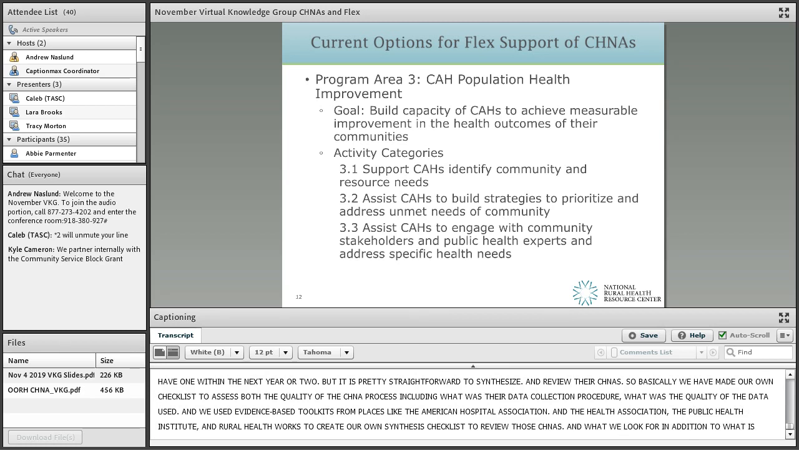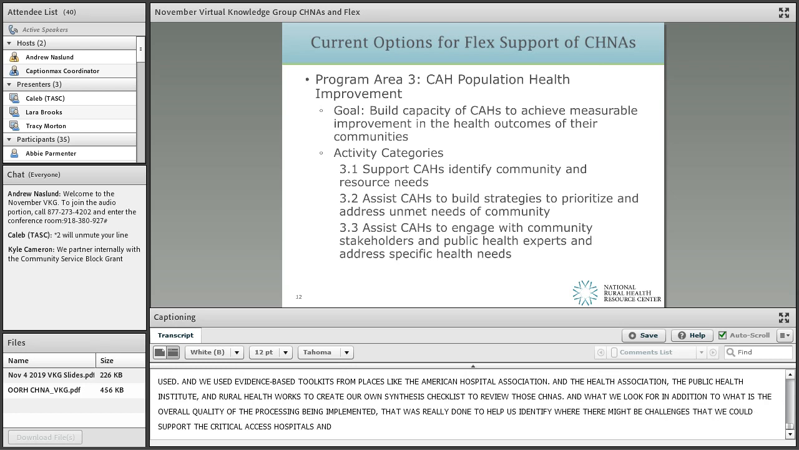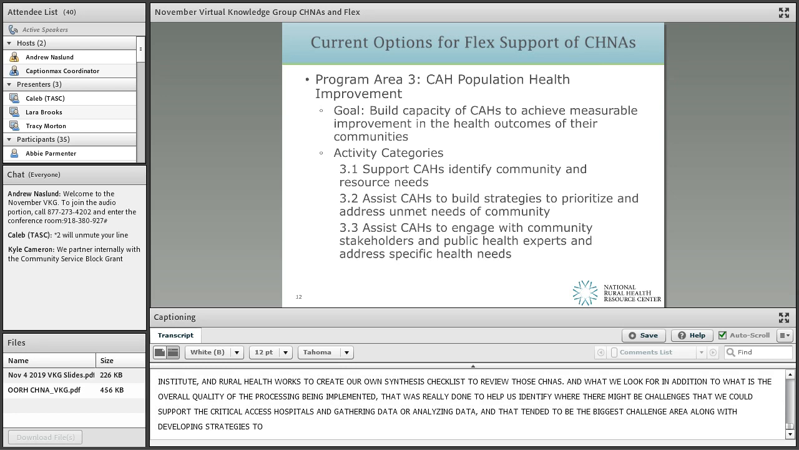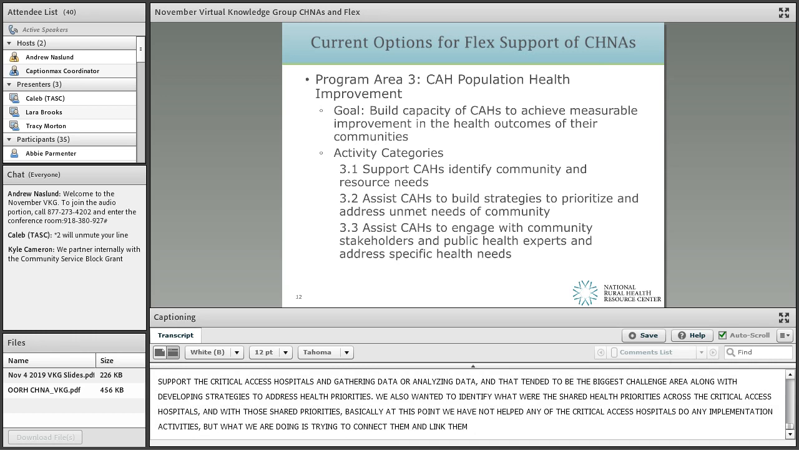So here in Arizona, we've taken some similar steps as Michigan and Oklahoma. But basically, in prior years, we developed an assessment and synthesis tool that we use to review all of our community health needs assessments that are completed by our CAHs. I should qualify that we have about 10 critical access hospitals that are required to do the community health needs assessment. So we're working with a small pool, although we had a couple new CAHs join us last year, and I think we'll have one in the next year or two. So we'll have a slightly bigger pool, but still a small number, which makes it pretty straightforward for us to synthesize and review their CHNAs.